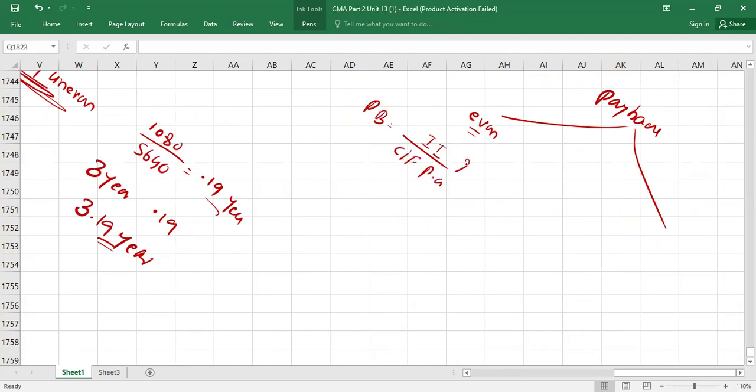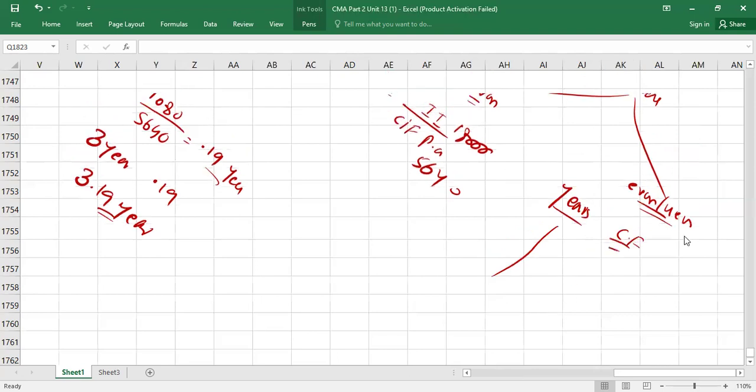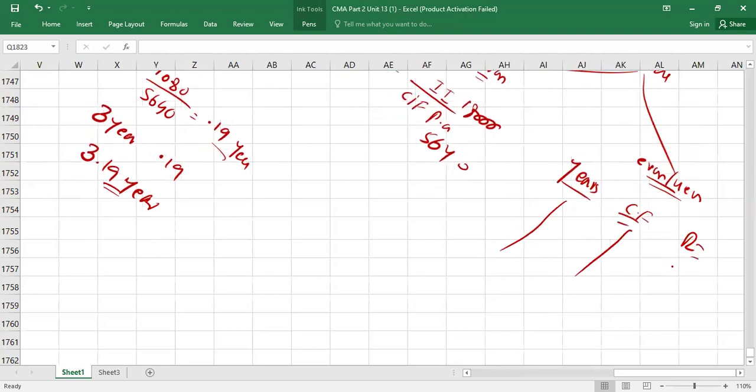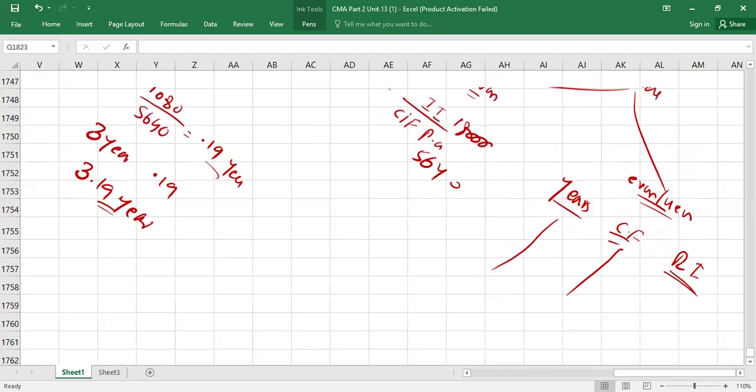So the initial investment is 18,000, and the cash inflow per annum is 5,640. This will give you the payback period. But I told you another way. The other way is that even if the cash flows are even or uneven, you can follow this approach in both scenarios. There you will create this column, write years, then write the cash flows after tax, and then calculate the remaining investment just as we did now. This is how you will calculate the payback period.